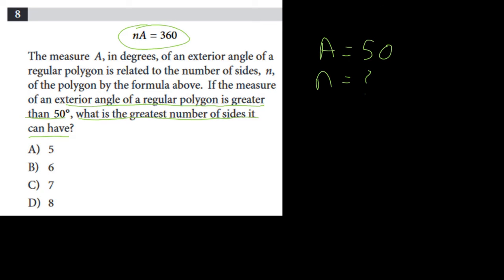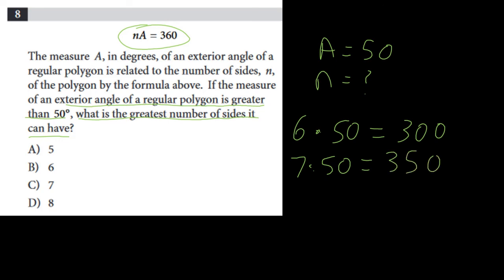So 6 times 50 is 300. Okay. So that could be it. It's less than 360. So let's try out C. 7 times 50 is 350. And let's try out D. 8 times 50 is 400.